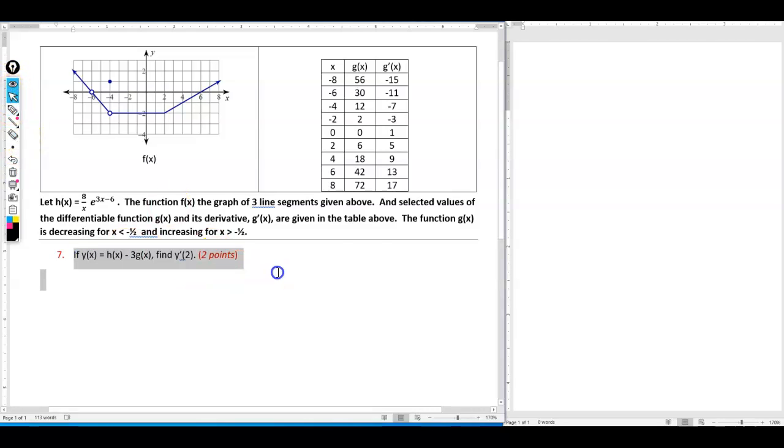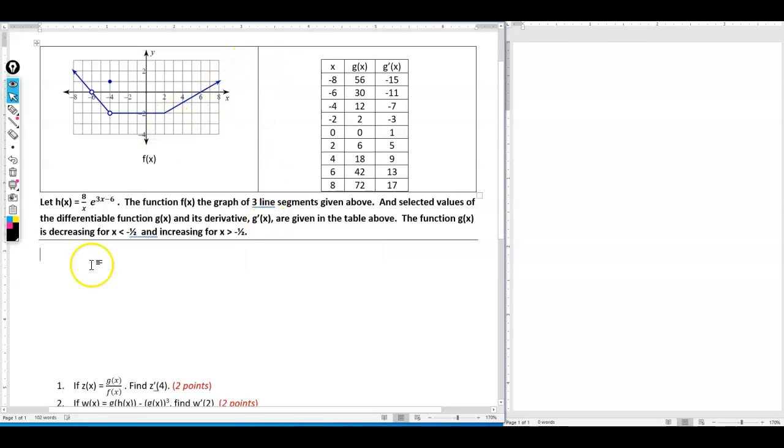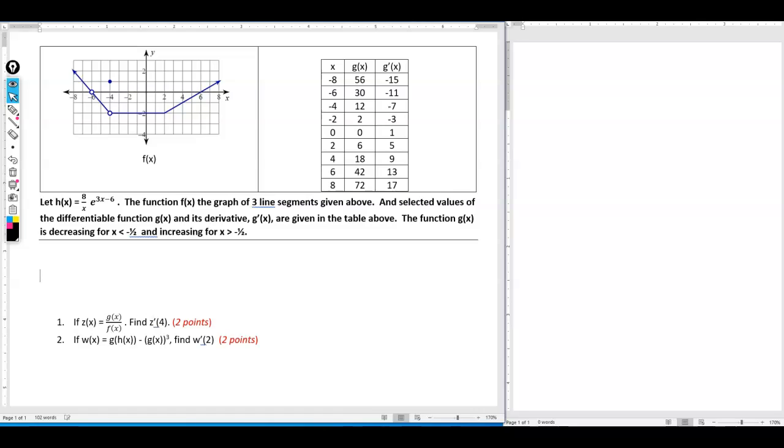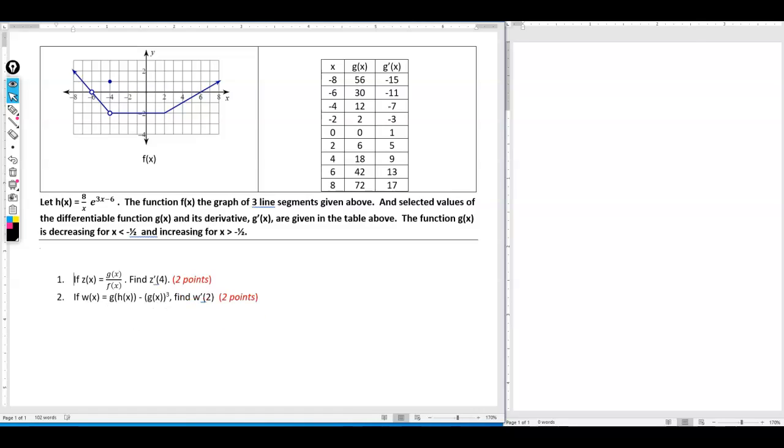All right, let's move on to the next one. The next 2 questions are kind of similar to this, just doing a bunch of derivatives and making sure you know the properties well. Number 8.